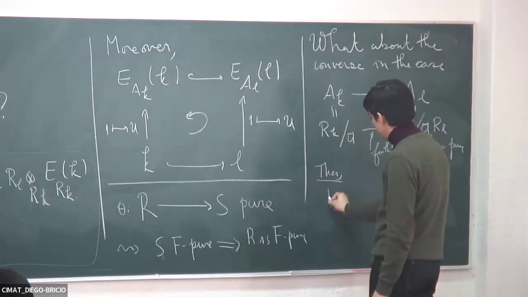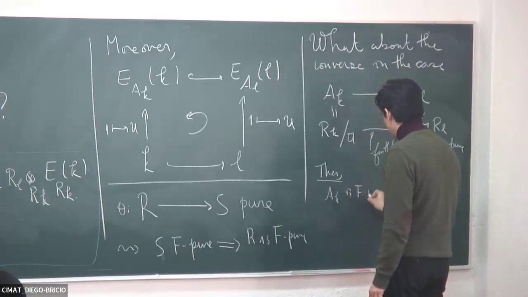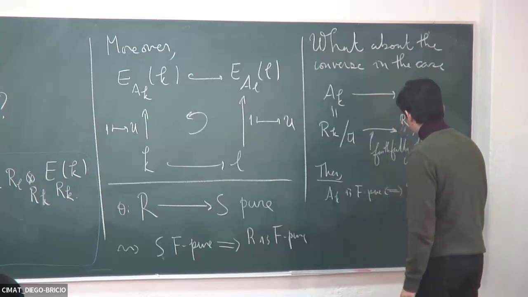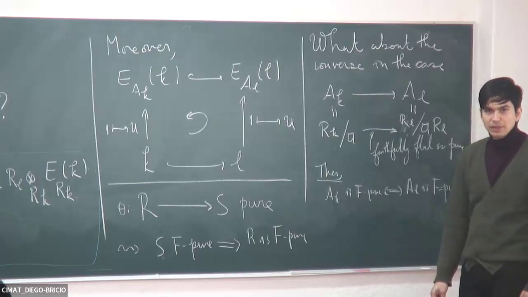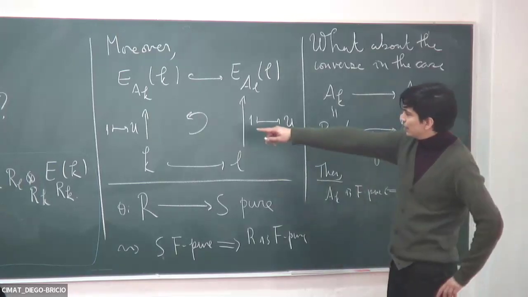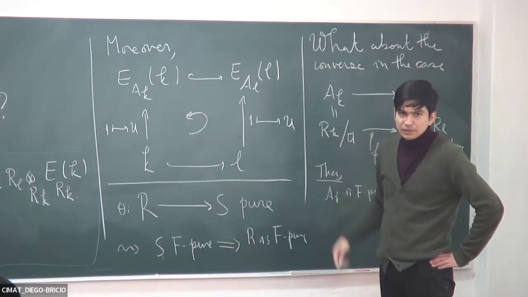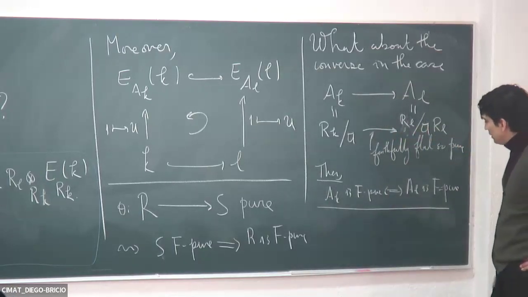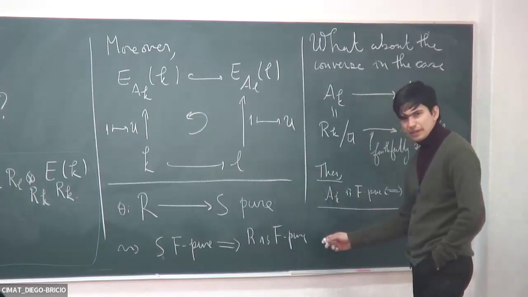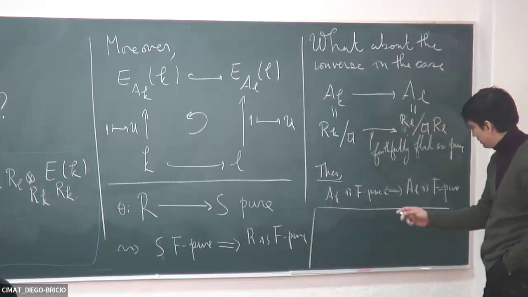So then I put it here as an exercise: AK is pure if and only if AL is pure. And to see why, well, that's essentially right here. Let's see why. I don't know if this little room here is enough, especially for the people on Zoom. Let me try to fit it in here.